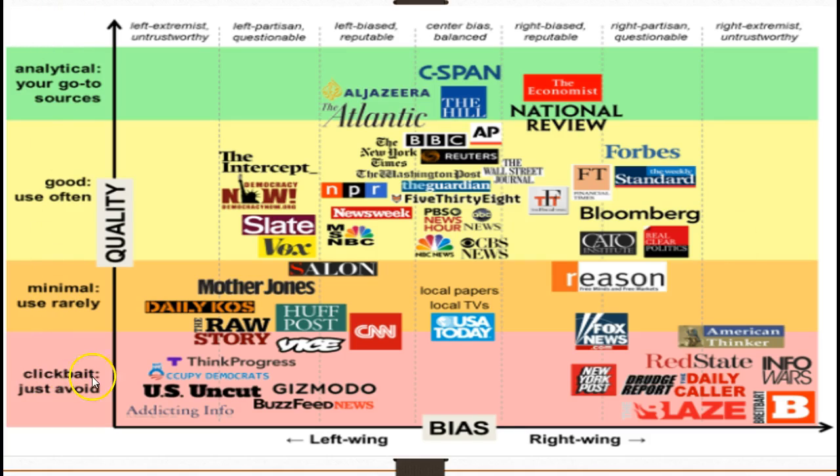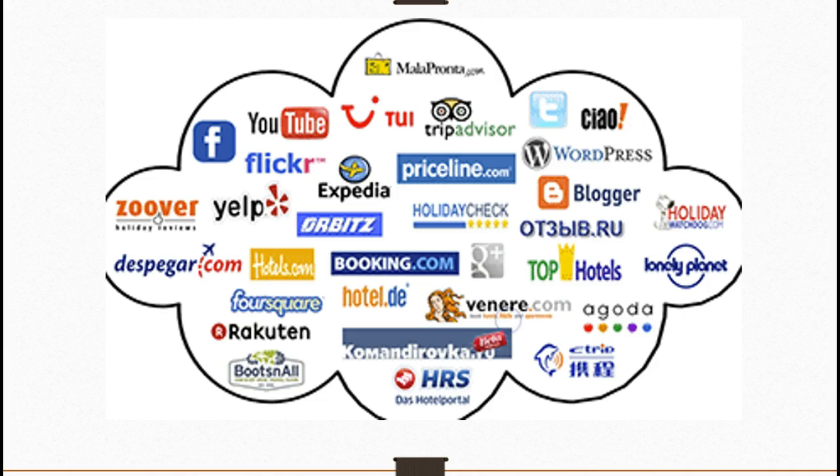Also note that this layers whether or not you should just avoid what's being reported here. Clickbait, just avoid. Minimal, use rarely as a resource. Good, which means you can often rely on these resources. And analytical, your go-to resources for analytical news. So The Economist, C-SPAN. I would have thought that the Wall Street Journal would have been up there, but it's not. So these are kinds of tools we just want to be mindful of in how we use our resources.